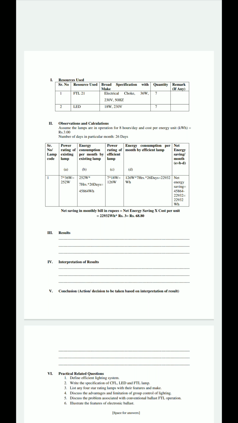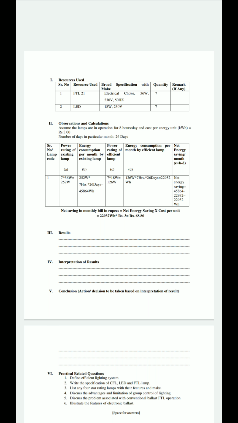Energy consumption per month by the existing lamp already connected in the classroom is equal to 252 watt into 7 hours into 26 days, which is equal to 45,864 watt hour, which is equal to 45.864 kilowatt hour. This is the calculation for the existing lamp already connected in classroom number 11.